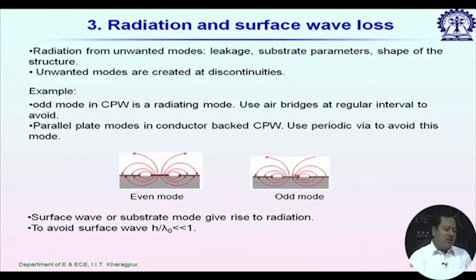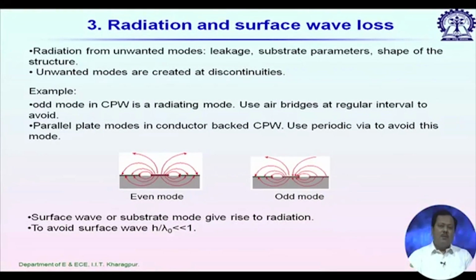So, we have to use this copper wire in a periodic nature. The periodicity should be less than lambda g by 4, where lambda g is the guided wavelength in the CPW line.